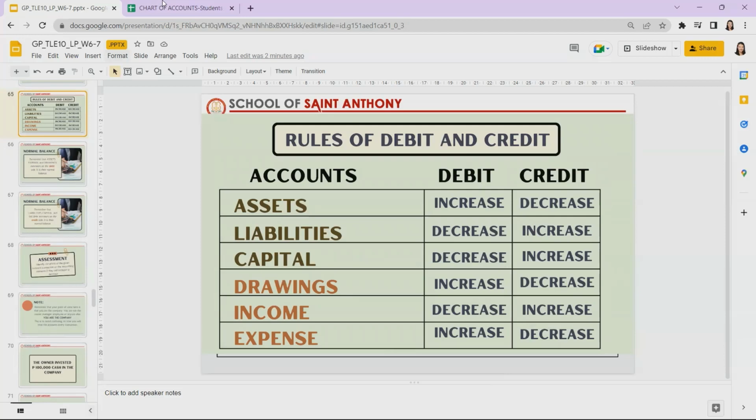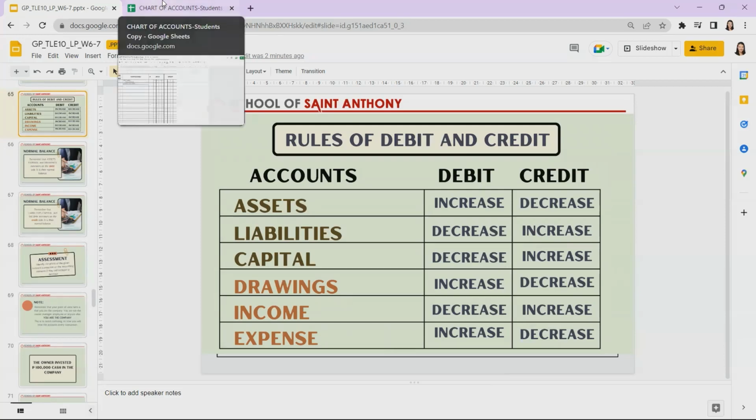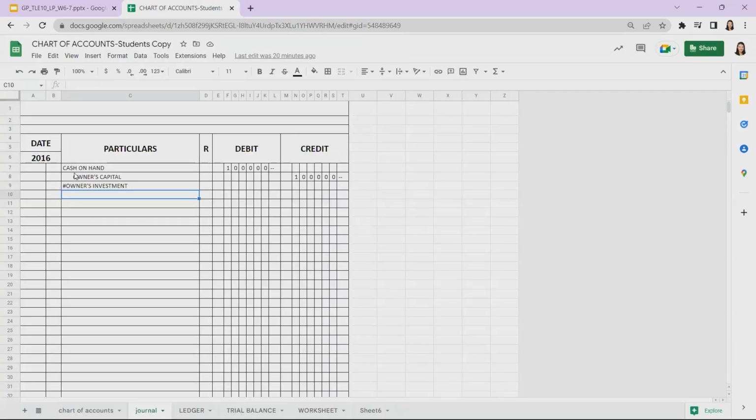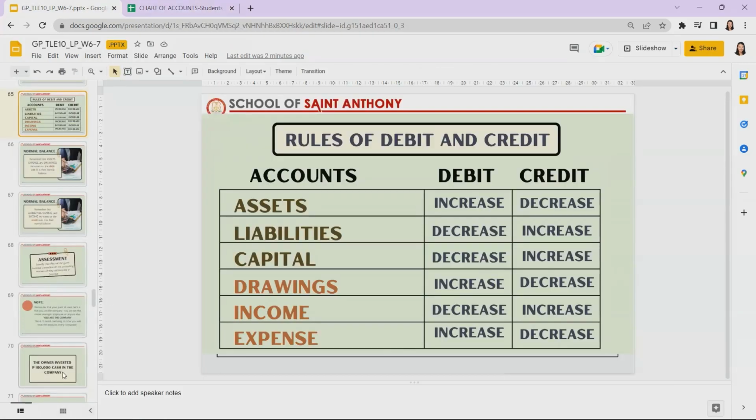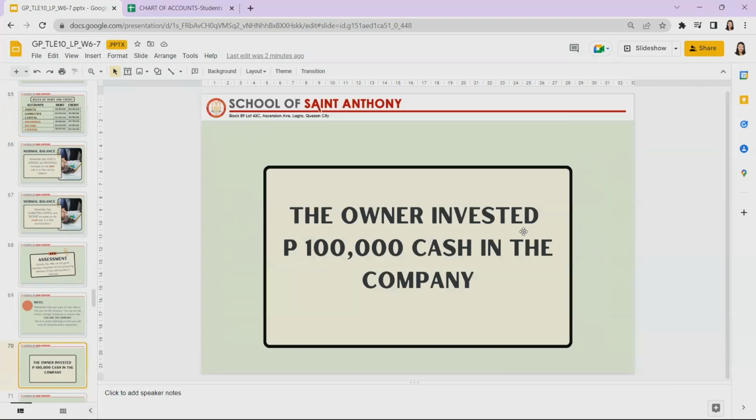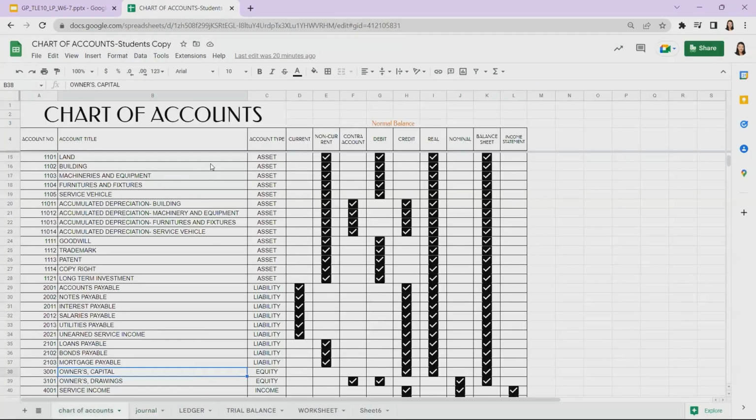So if we're going to journalize that business transaction, we will input on the credit side, owner's capital, how much? 100,000. And then for the debit side, on the business transaction, the owner made an investment of cash. So, ibig sabihin na apektuhan yung ating cash on our chart of accounts. We recognize cash as what type of account? We recognize it as an asset account.